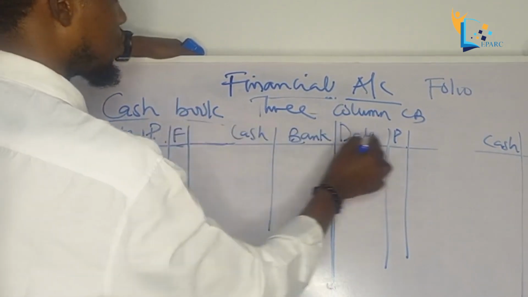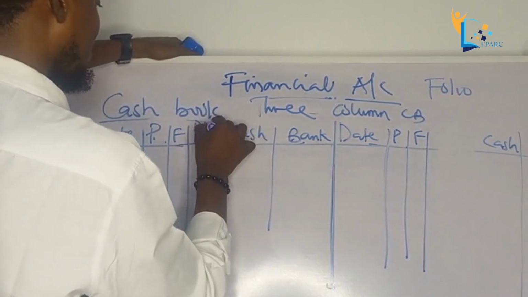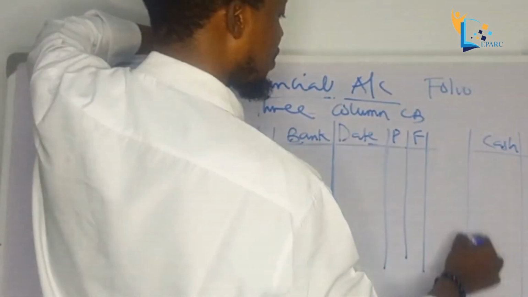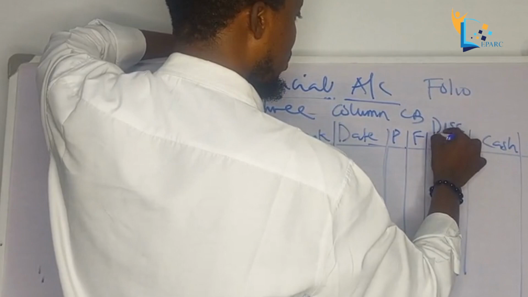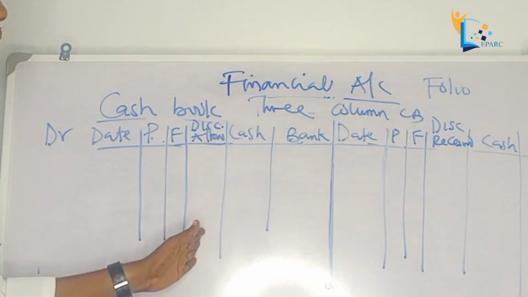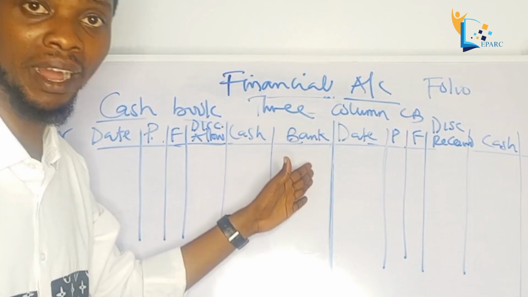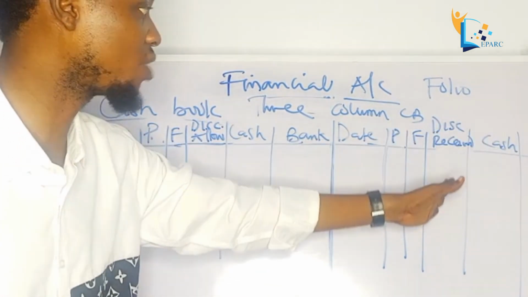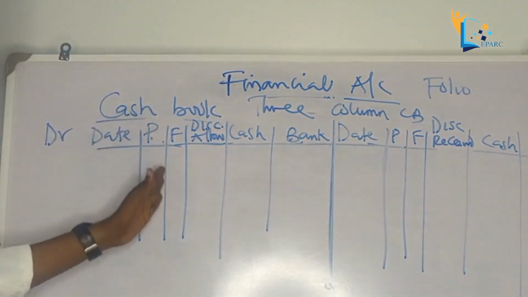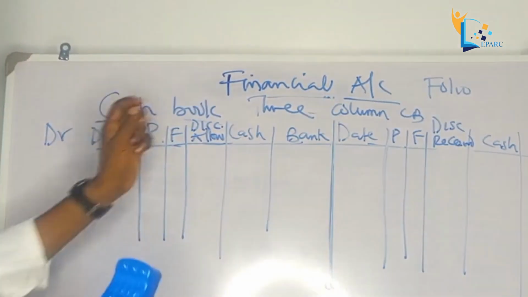Then we have the folio. Put your folio. Then we have discounts allowed. Here we have discounts received. These are the differences. What makes it a three column cash book is that we have discounts allowed, cash, and bank. On the credit side I have discounts received, cash, and bank. So we have dates, particulars, folio, discount allowed, cash, bank. All right, this is the three column cash book.